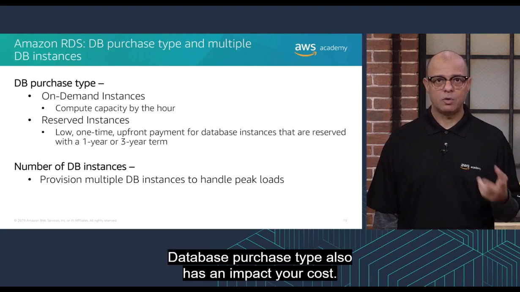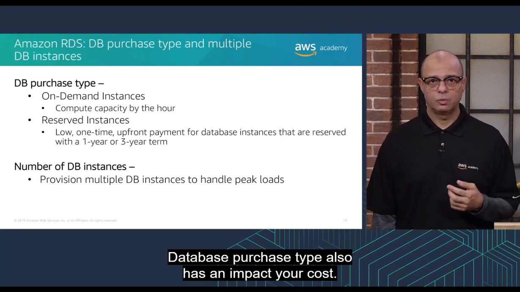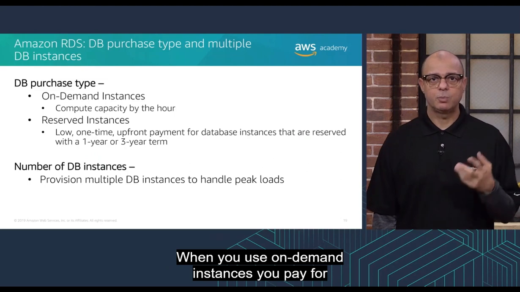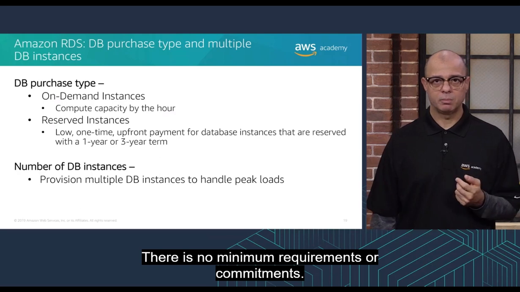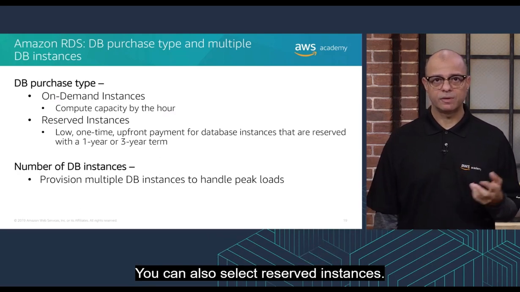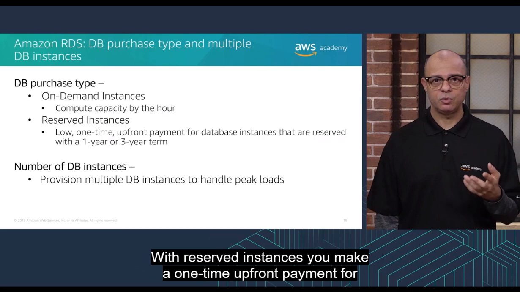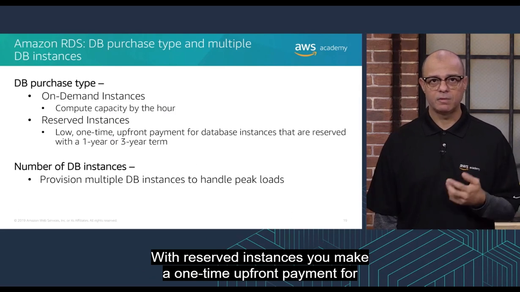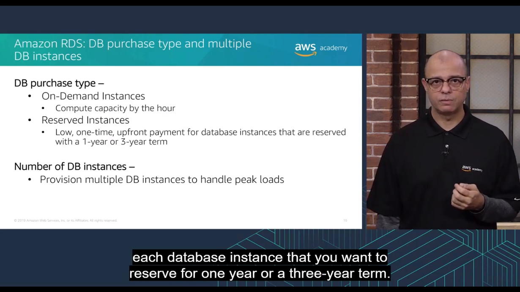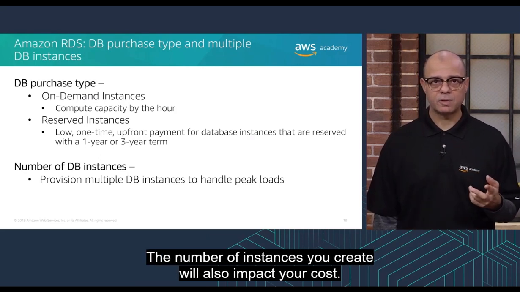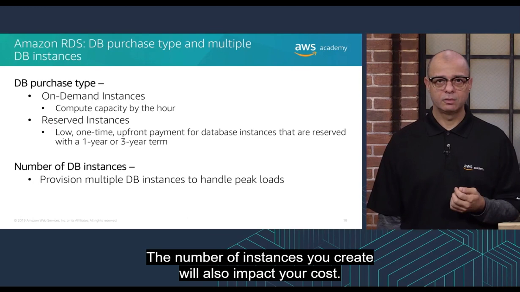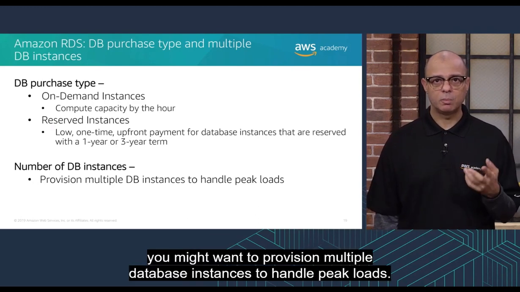Database purchase type also has an impact on your cost. When you use on-demand instances, you pay for compute capacity for each hour that your database instance runs. There are no minimum requirements or commitments. You can also select reserved instances. With reserved instances, you make a one-time upfront payment for each database instance that you want to reserve for a 1-year or a 3-year term. The number of instances you create will also impact your cost. For example, you might want to provision multiple database instances to handle peak loads.